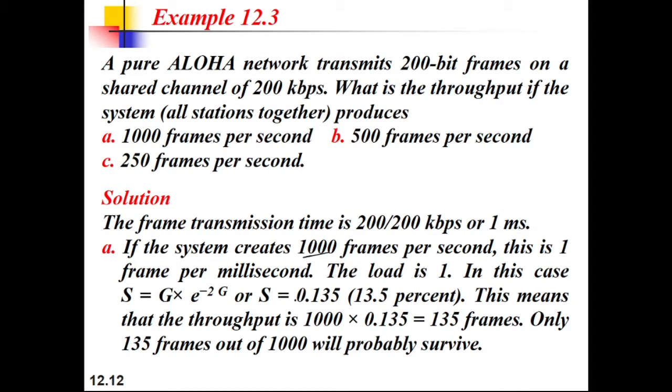Okay, so here you will get 1 into e to the power minus 2 into 1, say it will be 0.135, that is 13.5%. This means that throughput is 1000 into 0.135 equal to 135 frames. That means only 135 frames out of 1000 will probably survive. Okay, so other frames can be lost. So that is the efficiency, that is if we are sending 1000 frames, how many frames can survive, that is the main thing.